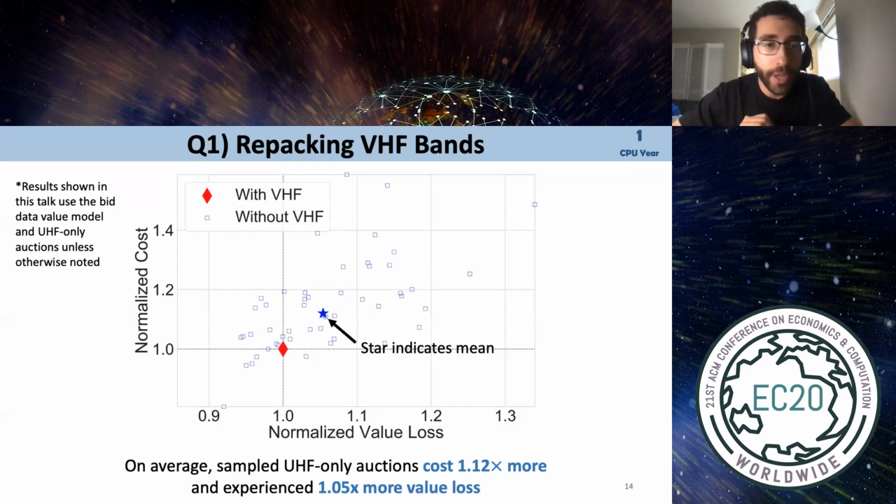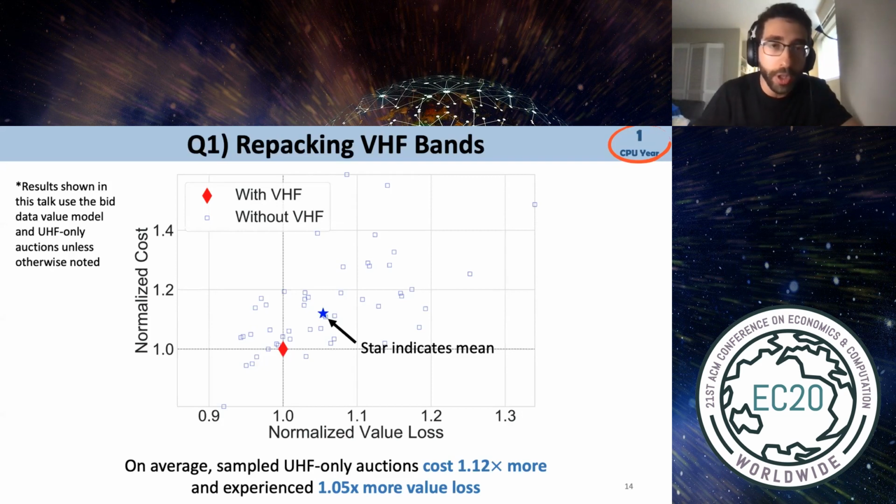Putting all our samples together, we can now see that on average, the star is indicating what the average effect was. These UHF only auctions, that is auctions that do not repack the VHF bands, wind up costing 1.12 times more and experience 1.04 times value loss compared to those that did. The last thing that I want to highlight is that this experiment that I'm showing you right now took about 1 CPU year worth of computation.